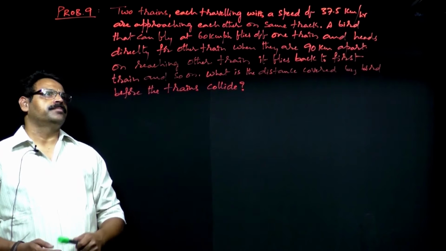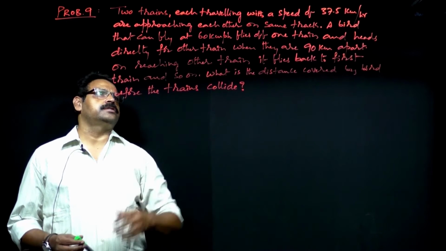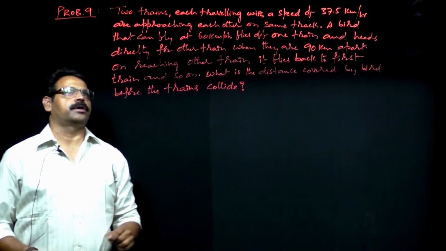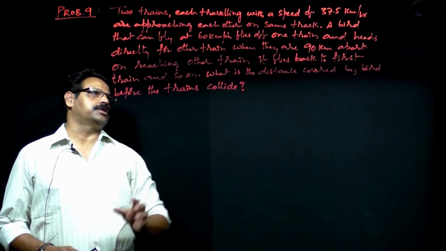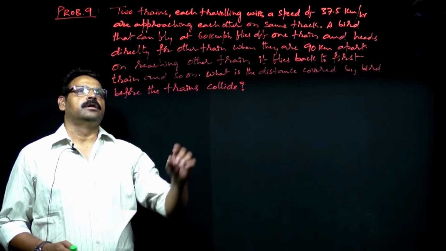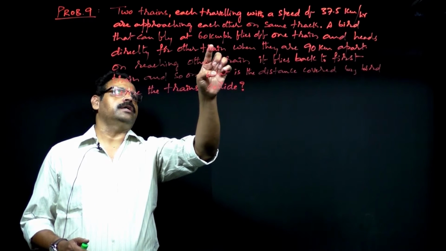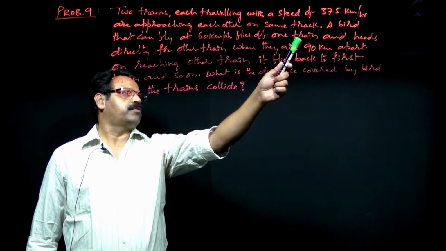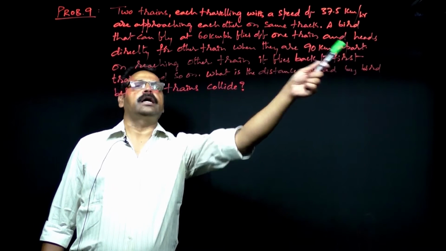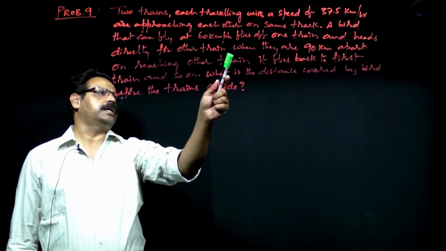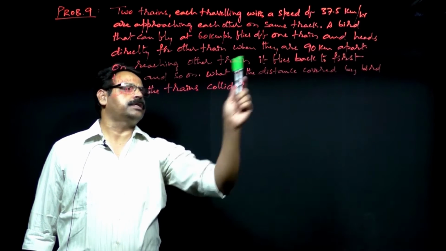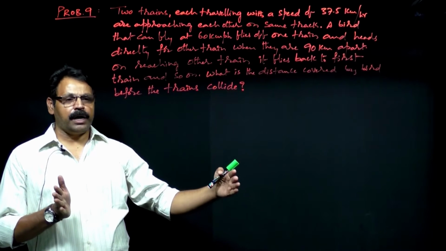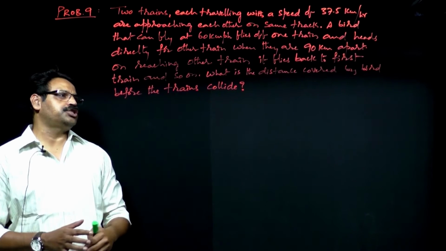Here is a problem: two trains, each traveling with a speed of 37.5 kilometers per hour, are approaching each other on the same track. A bird that can fly at 60 kilometers per hour flies off from one train and heads directly for the other train when they are 90 kilometers apart.